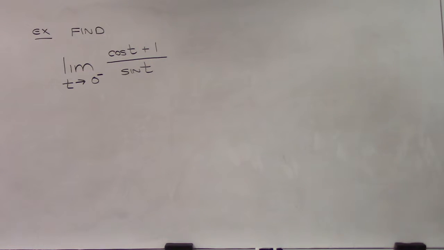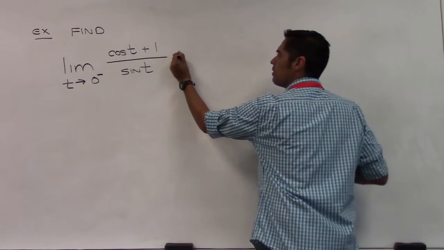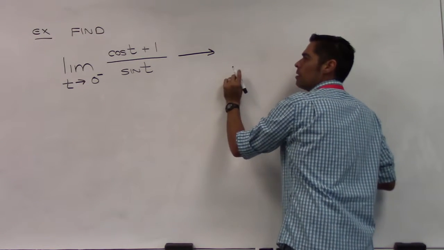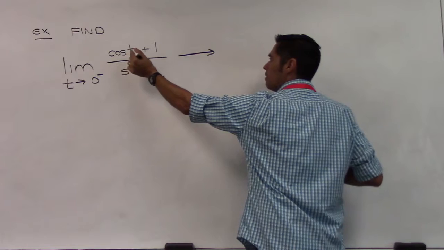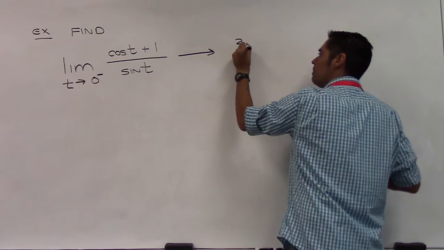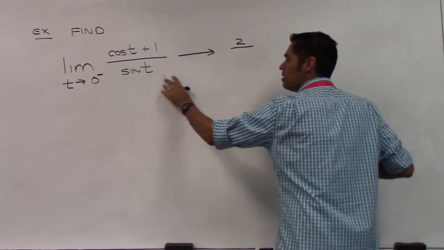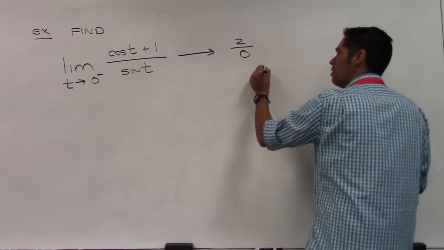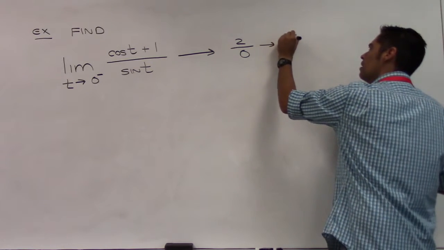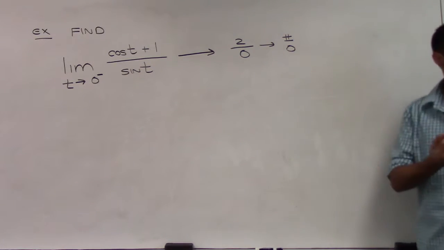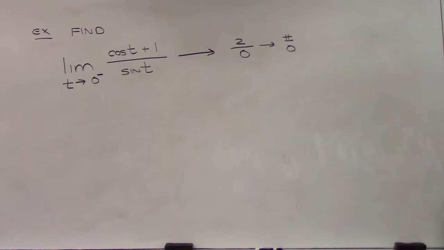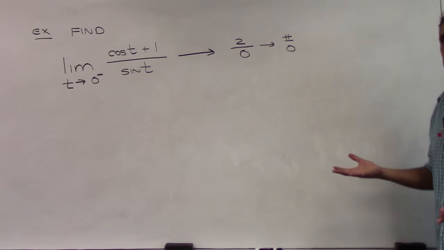Direct substitution is going to give us what? Cosine of 0 is 1, right? 1 plus 1 is 2, 2 on top. Sine of 0 is 0. So we have a number over 0. That means we're going to have three possible answers. And now it's just determining the signs of those.